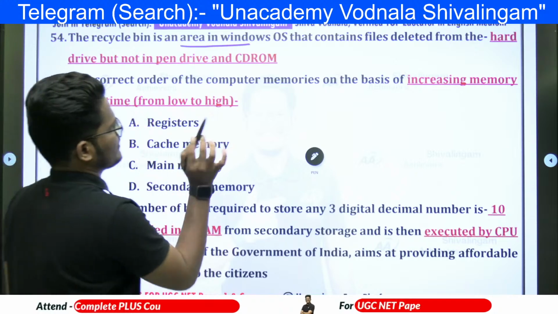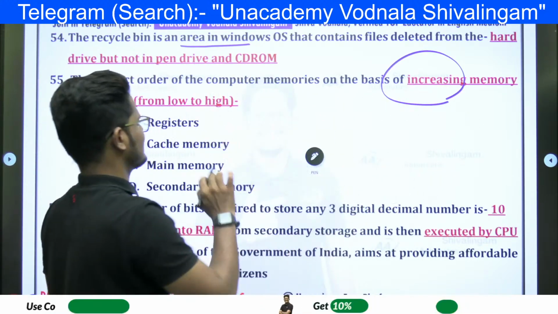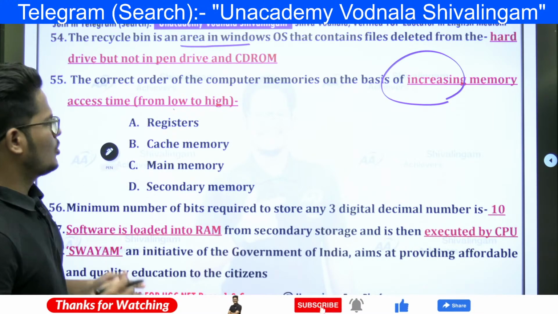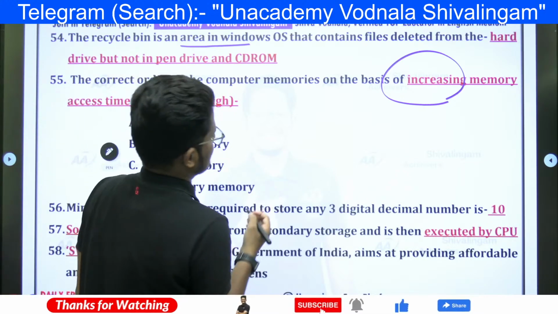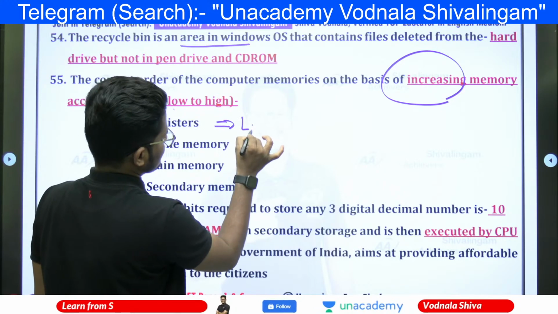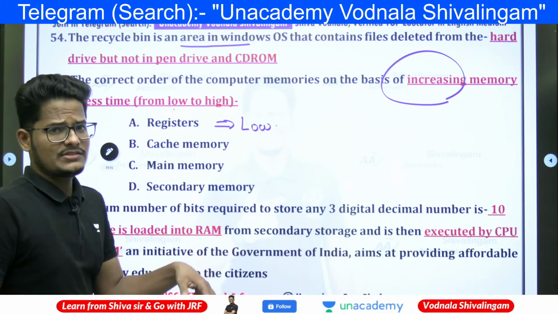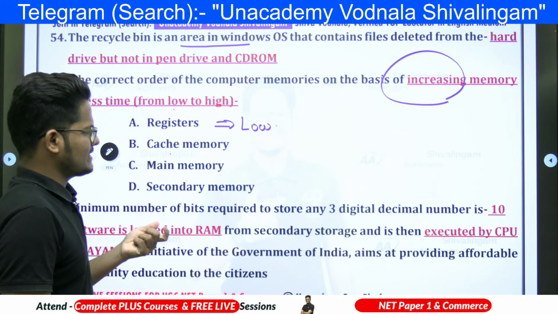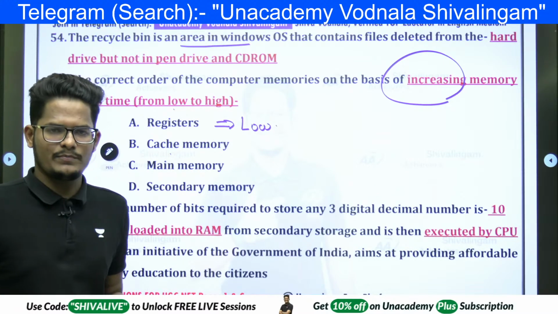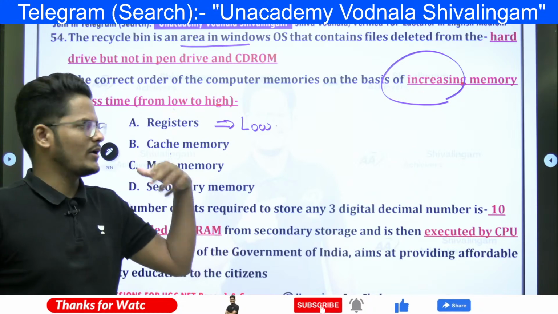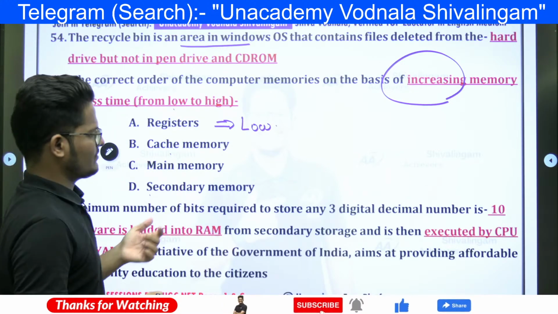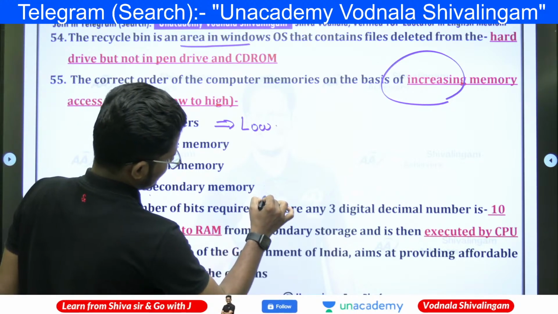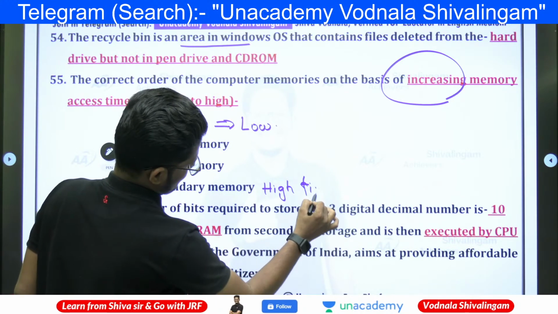Next, the correct order of computer memory on the basis of increasing memory access time. Memory access time means from low access time to high access time, that means fastest to slowest. The lowest access time is the register, very fast, which takes very little time. Cache memory is second lowest, meaning second fastest. Main memory, which is RAM and ROM, is third lowest in speed, and its access time is third compared to cache and register. Secondary memory is very slow in nature, meaning high time, extra time, is taken to access it.